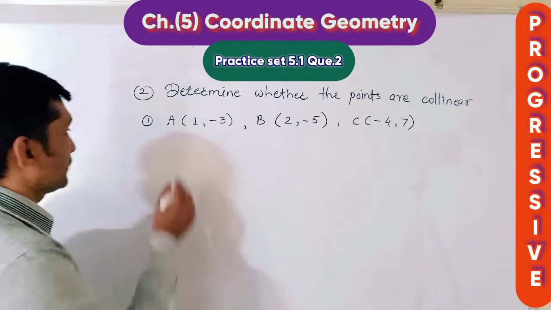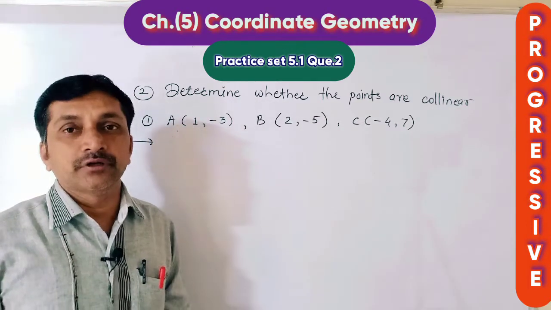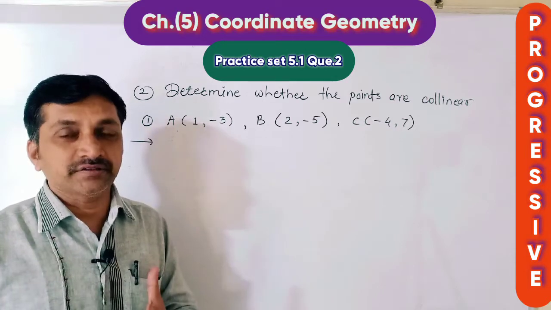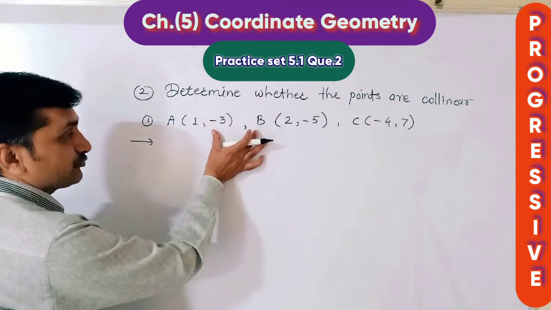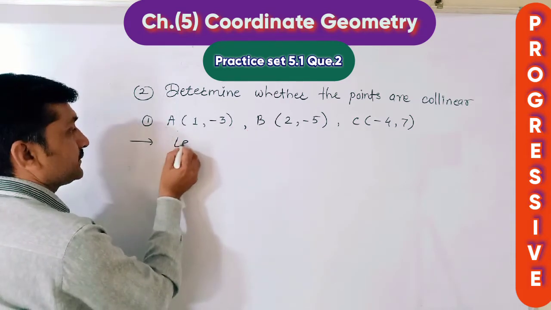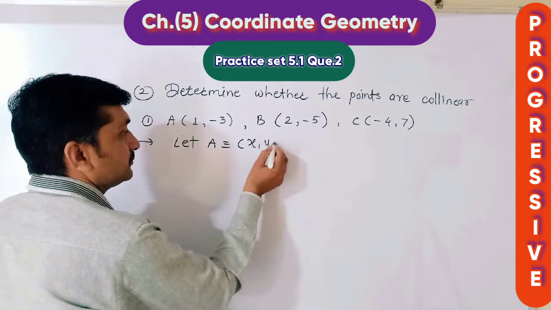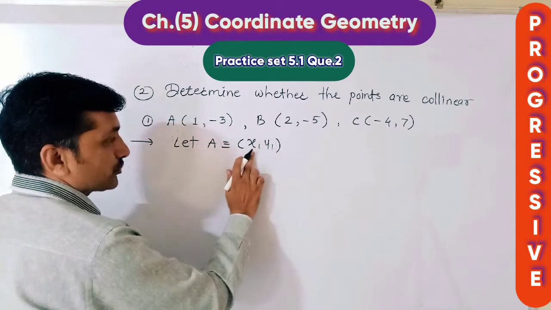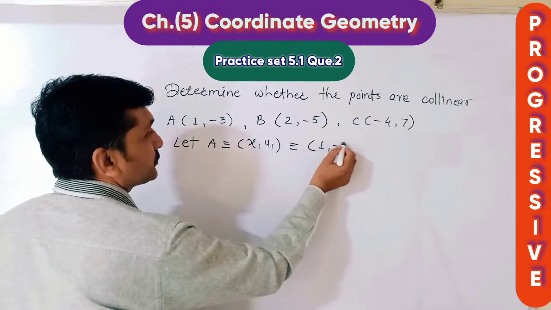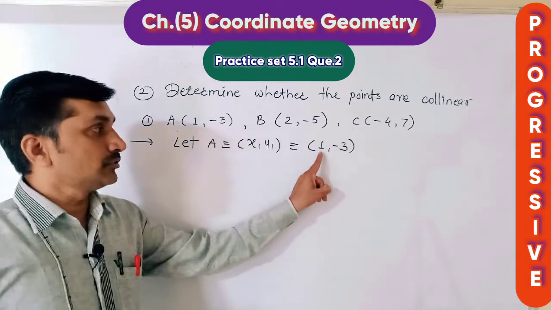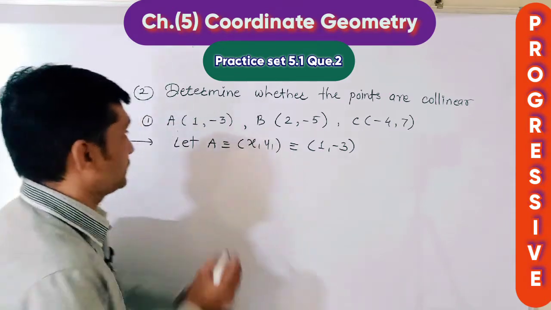Let's see example number 1. A, B, C, 3 points are given. We have to find all three distances. Now one by one we will find. First let's find distance AB. Let A be x1, y1. First is the x coordinate, second is the y coordinate, and the coordinates are 1, minus 3. It means x1 is equal to 1 and y1 is equal to minus 3.